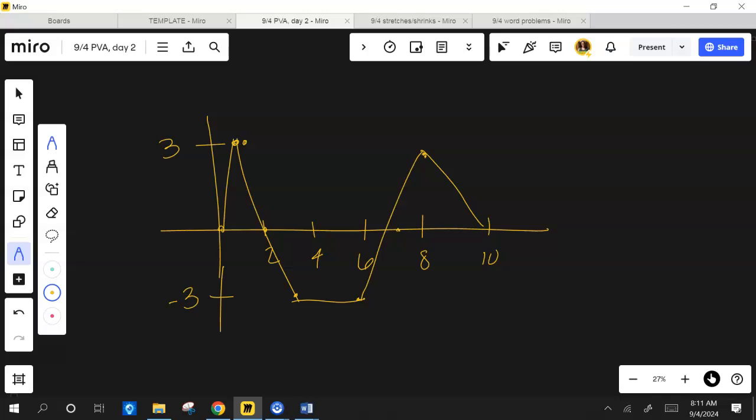All right, here we go. So it says that this is the graph of velocity, yes? All right, so part A says, when does the body reverse direction?